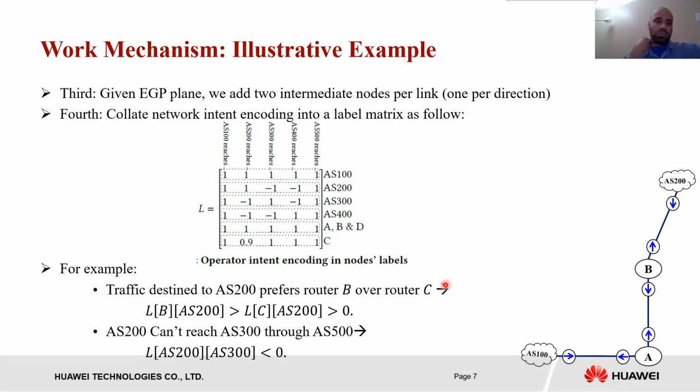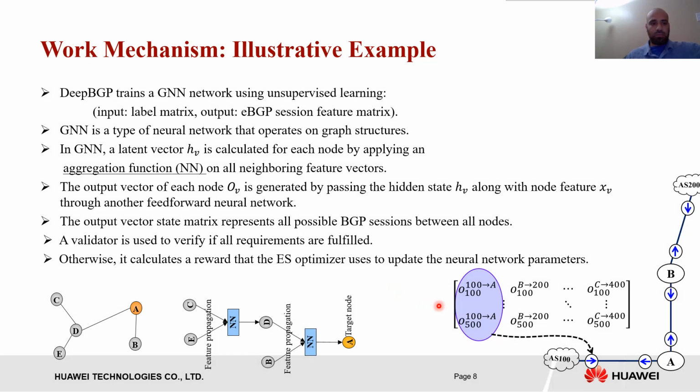After this encoding, we collate this information and generate the label matrix for all nodes, as we can see here. We can also encode more complicated scenarios, for example, where autonomous system 200 prefers router B over router C to reach certain destinations, as we can see from the value here. And then we apply the GNN to this information.